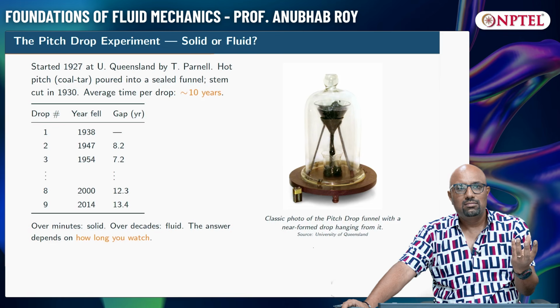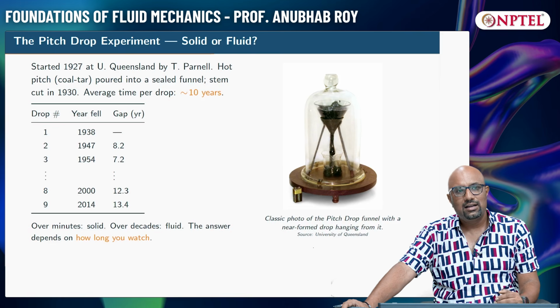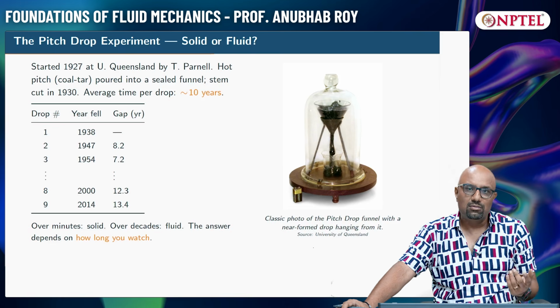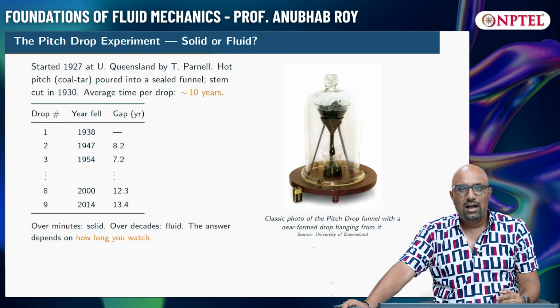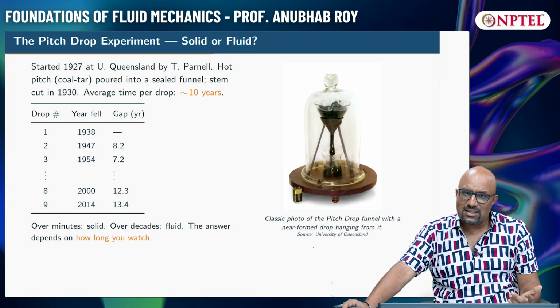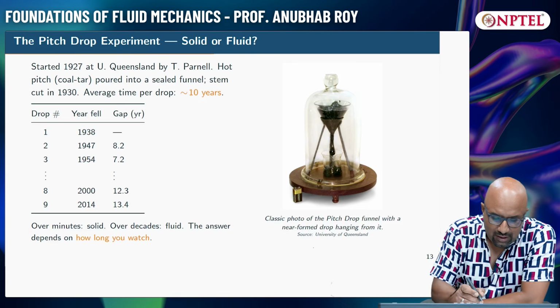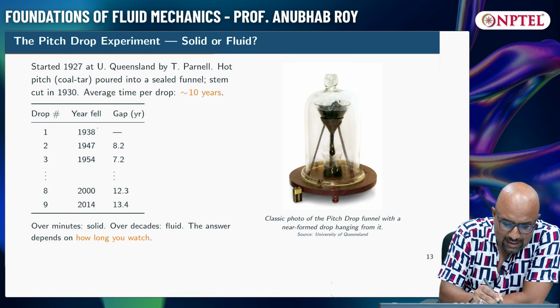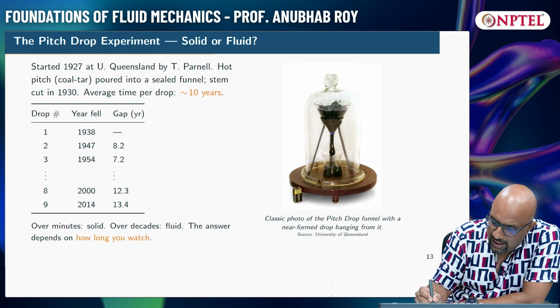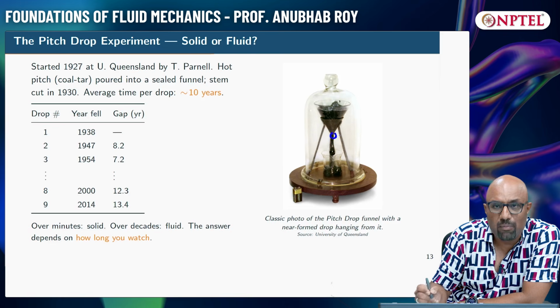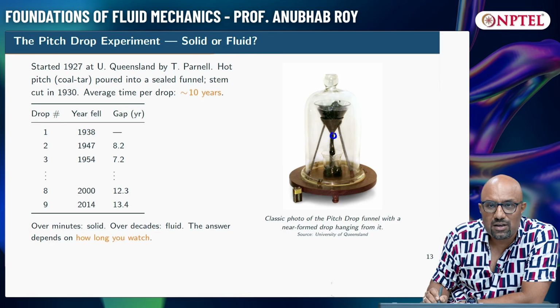You have poured coal tar, hot pitch, into a sealed funnel. The stem was cut and you wait. That's all. You wait and you watch. And then you ask, is this a solid or is this a fluid? And as you observe that, initially there is a bulbous end that forms, which gradually grows and then it drops.